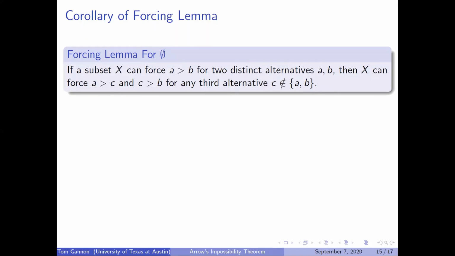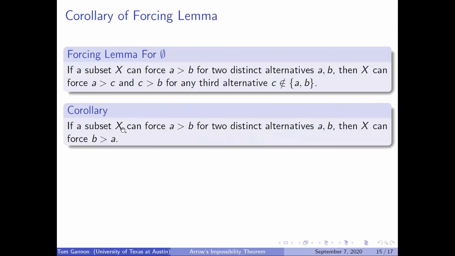But then a corollary of this is that if X can force A over B for any distinct A and B, then X can also force B over A. And again, I just recommend you verify the proof I'm about to show you line by line, not try and think of the conceptualness, because I'm just spamming the forcing lemma for the empty set.